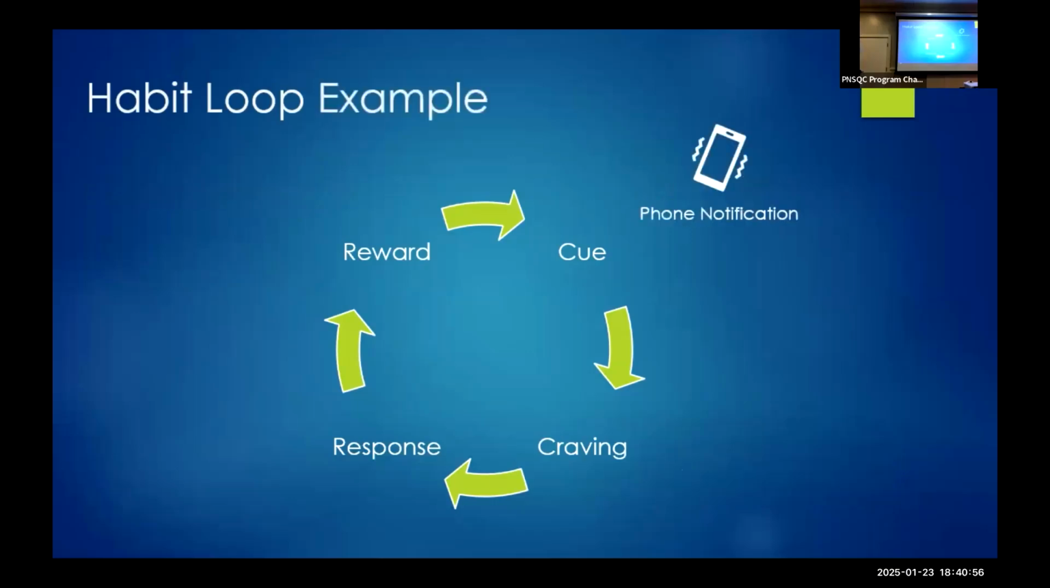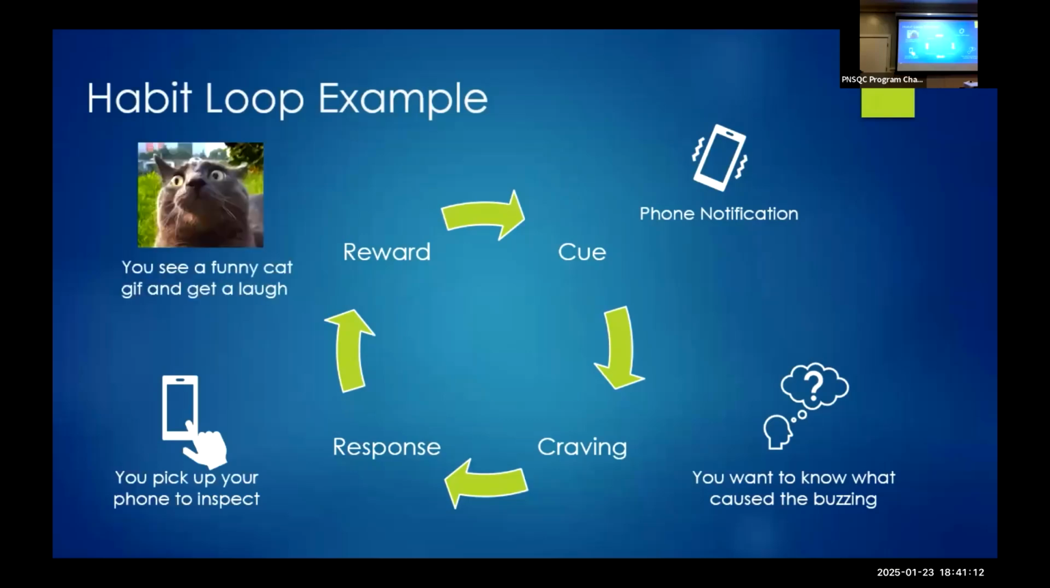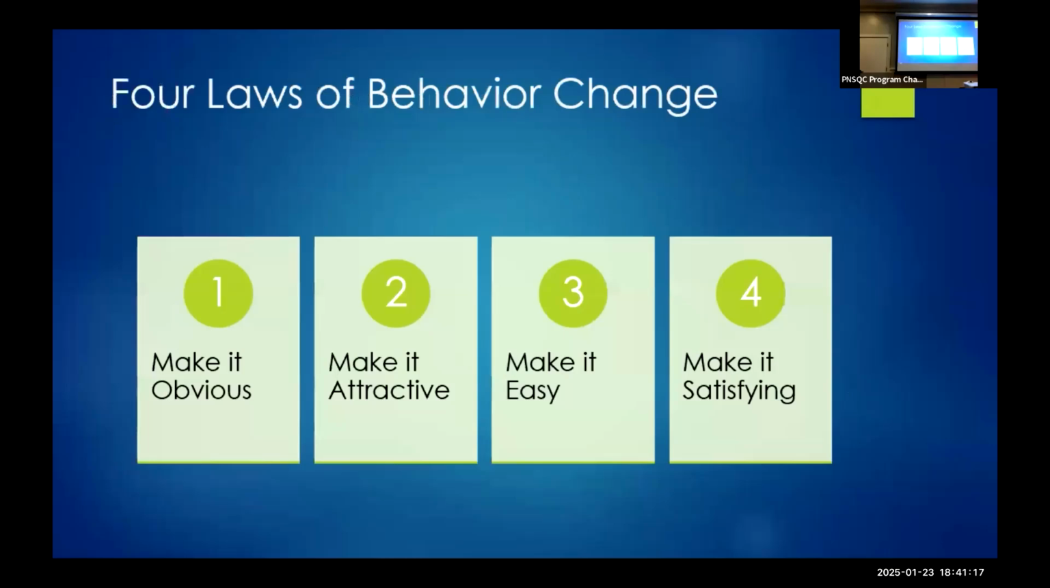So, an example we're all familiar with, being phone addicts. Your phone buzzes, you get that notification, you want to know. So there's your cue. And then the craving is you want to know what's on the other side of that, right? So you pick up your phone, that's the response. You look at it, you get rewarded with a cat gif. Reinforces that loop. So Clear goes on to talk about the 4 laws of behavior change based on that loop that can be used to impact habit formation.